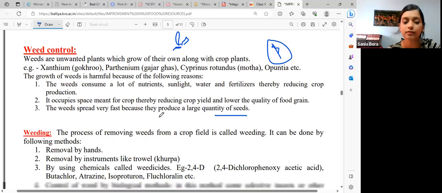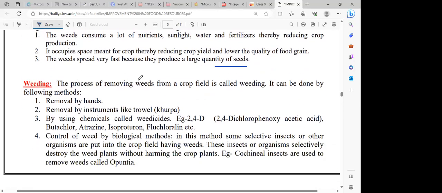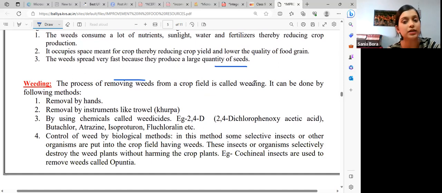Clear? Yes, ma'am. Now, what is weeding? The process of removing weeds from the crop field is called weeding. It is done in several ways. First of all, you can pick the weeds by hand. Or removal by an instrument, like a trowel, which is khurpa. You dig it, you remove it.